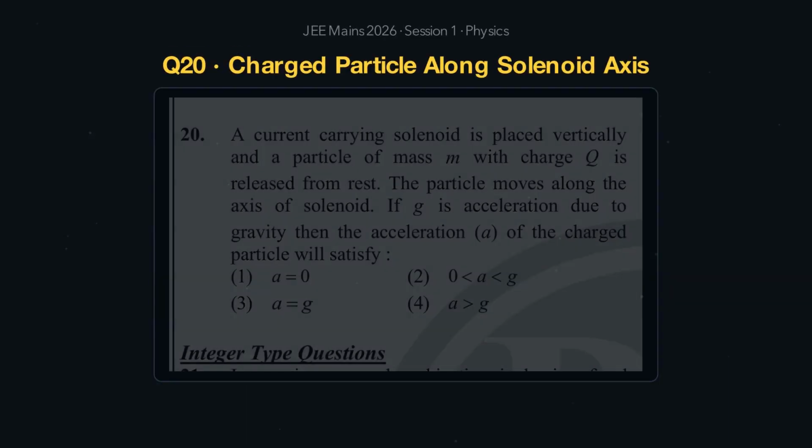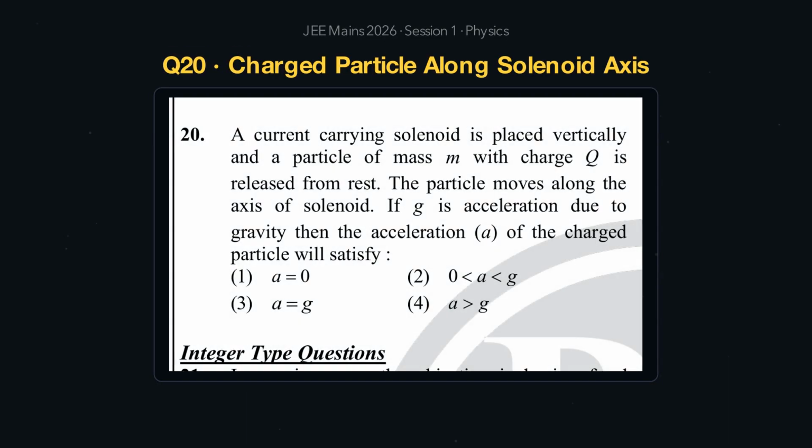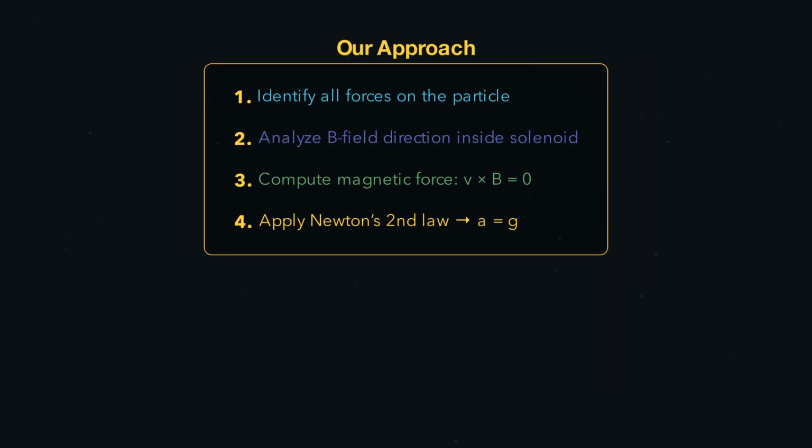A charged particle falls right along the axis of a vertical solenoid. What is its acceleration? Most students expect the magnetic field to change things. Let's see exactly why it doesn't.